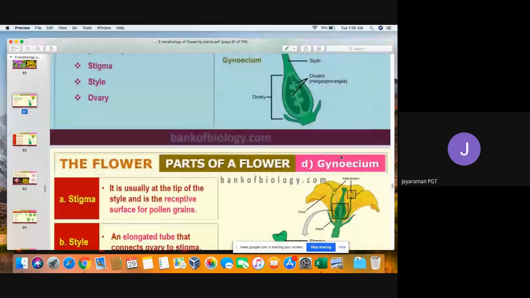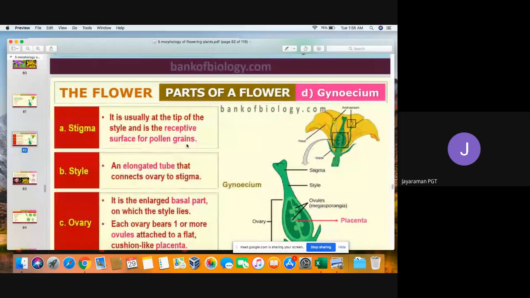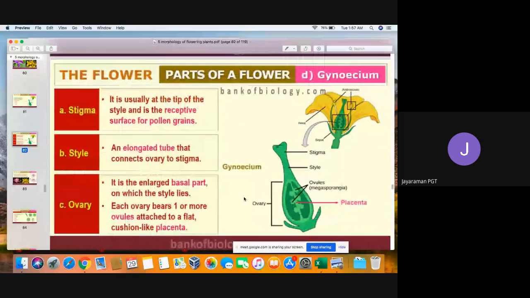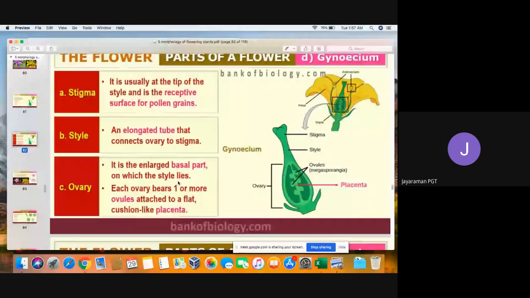Next are the parts of the flower. What we discussed is the stigma. It is the tip of the gynoecium, which receives the pollen grains. Again, the style is an elongated tube which connects the stigma to the ovary. The style is the middle part, which connects the stigma tip at the top and the ovary at the base. And what is the ovary? The ovary is the basal part, and it has ovules inside.